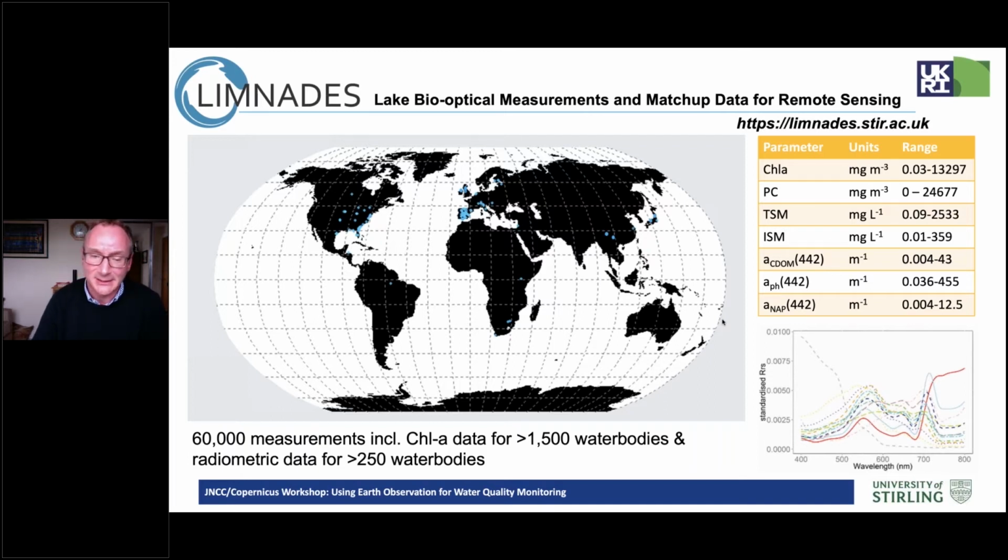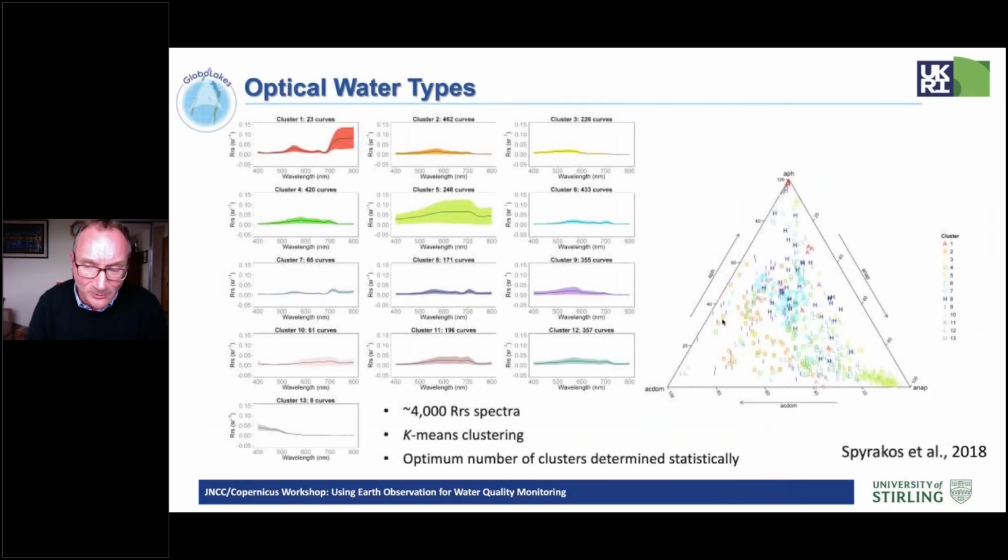So back to the optical water type story, we took the data that we had in remote sensing reflectance, for which about 4,000 measurements across 250 lakes. And again, with our statistical colleagues at the University of Glasgow, identified basically 13 optical water types against which we could then essentially provide a framework to test those algorithms.